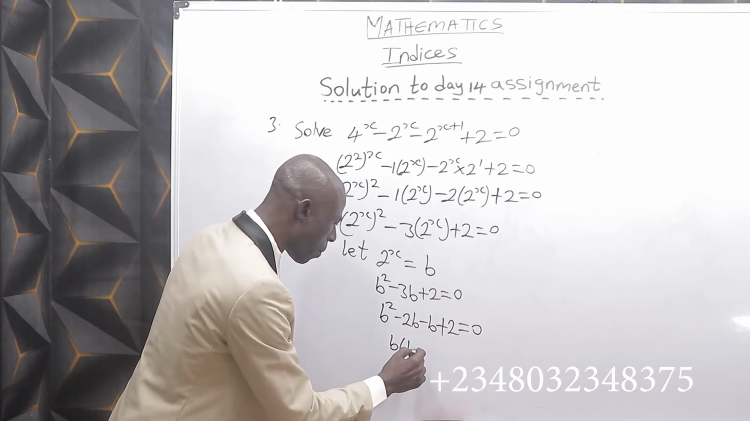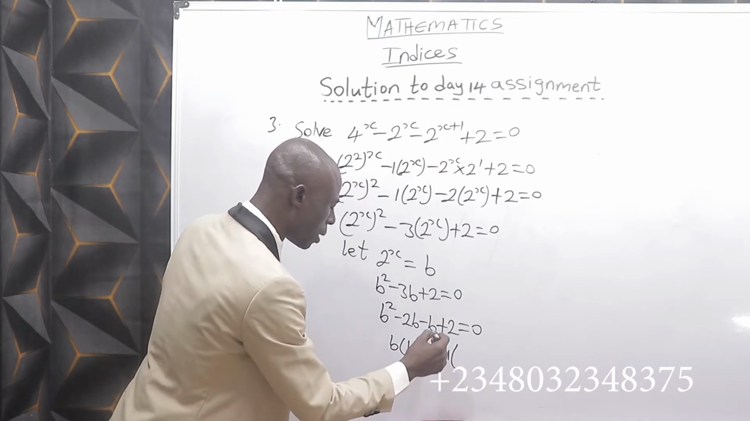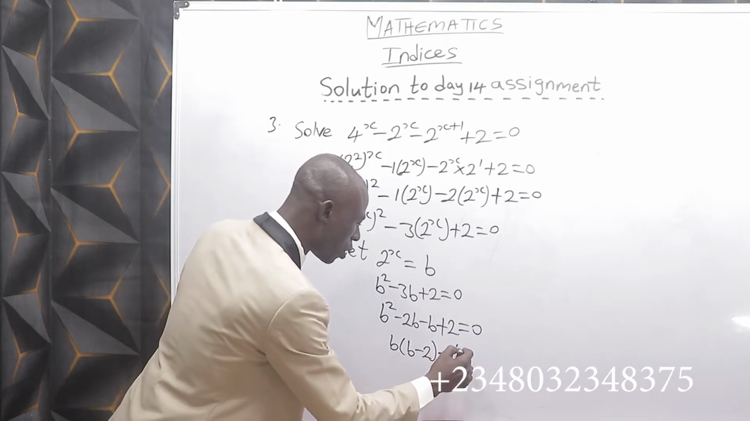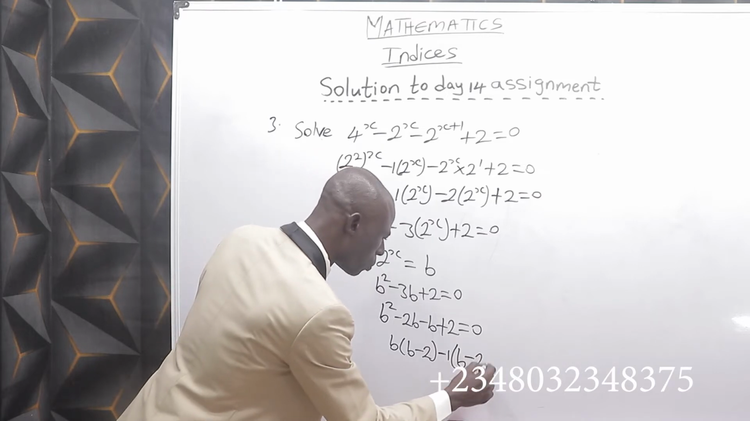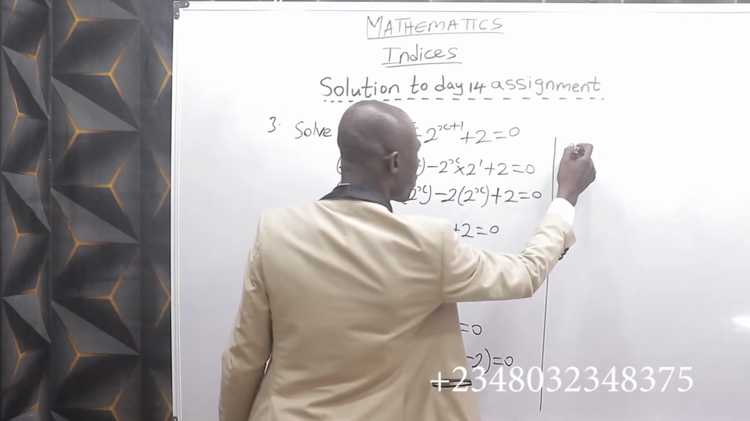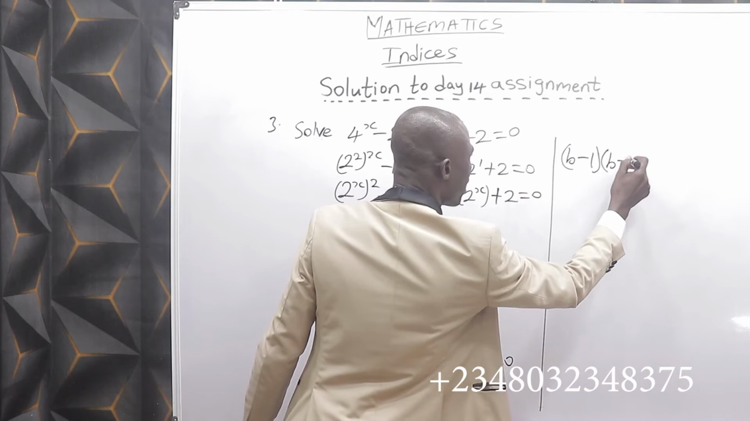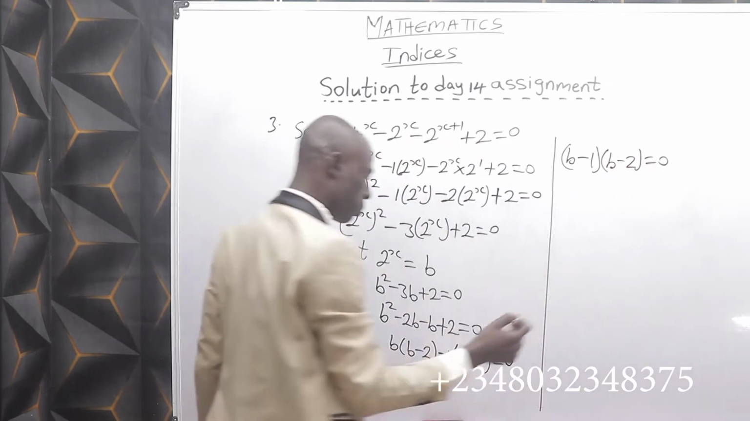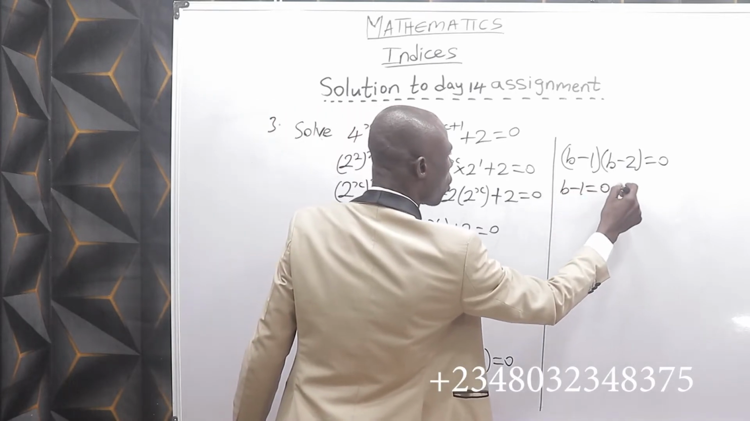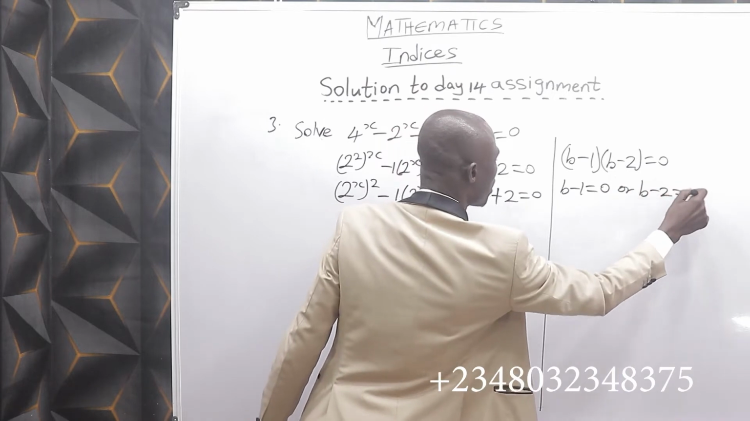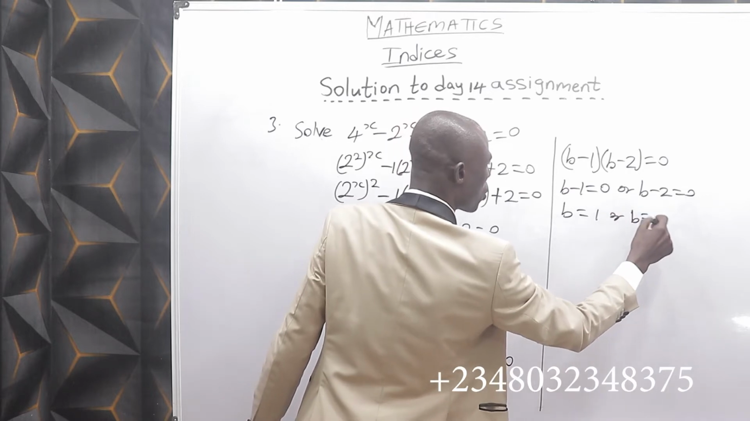B into B minus 2. Between these, minus 1 is common. Minus 1 into, to divide minus B gives us positive B. Minus 1 divides positive 2 gives us minus 2 equals 0. So this gives us B minus 1 into B minus 2 equals 0. Are we following? So B minus 1 is equal to 0, or B minus 2 equals 0. B equals 1, or B equals 2.